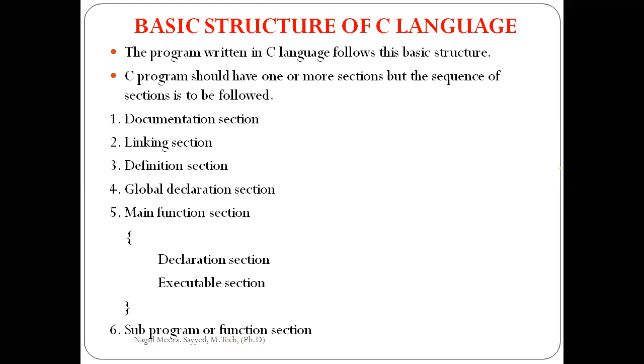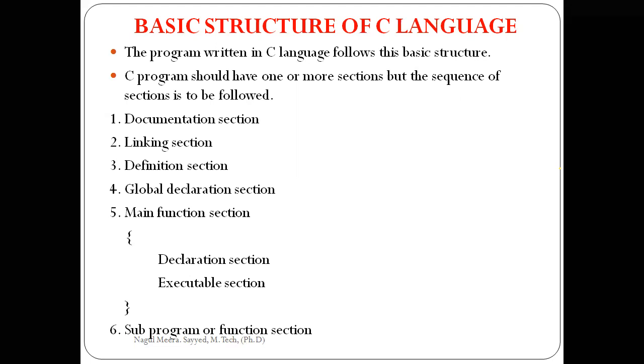Sequence is nothing but order. Okay? A C program should have one or more sections, but the sequence of sections is to be followed. C programs need not consist of all these 6 steps. We must use one or more sections, depending upon the program. If we use all sections, we must follow the sequence of sections as follows.